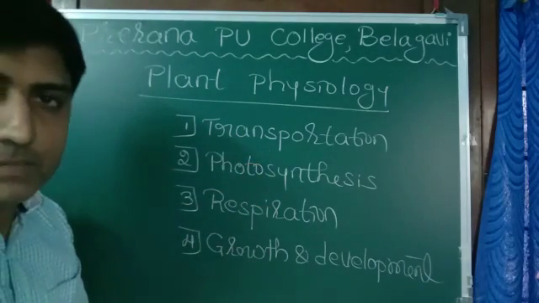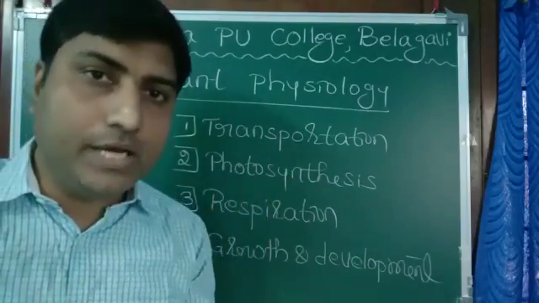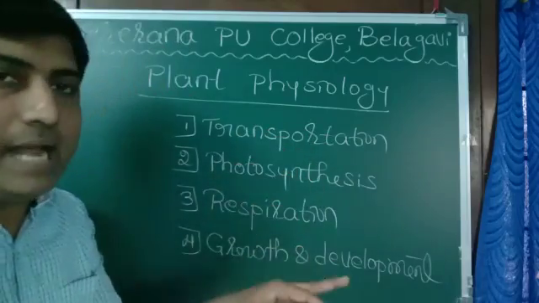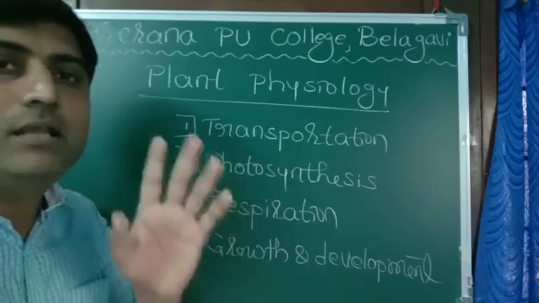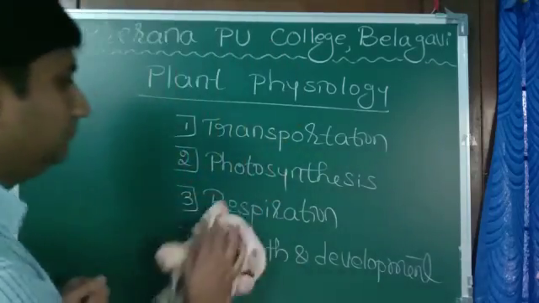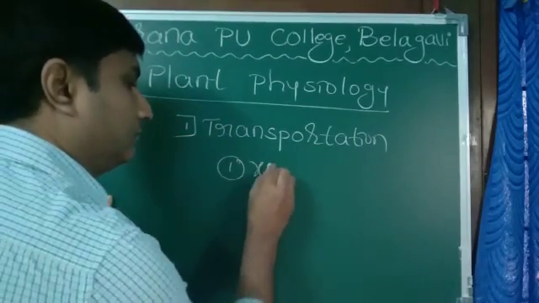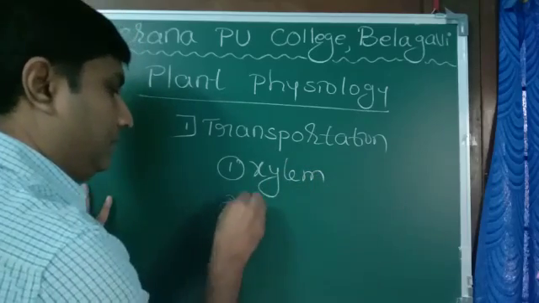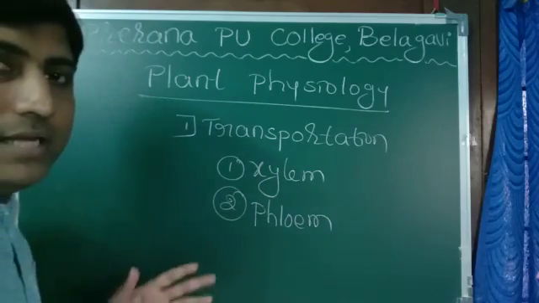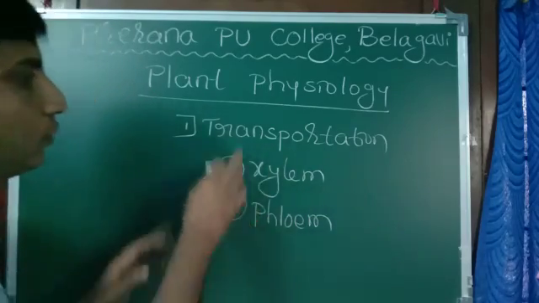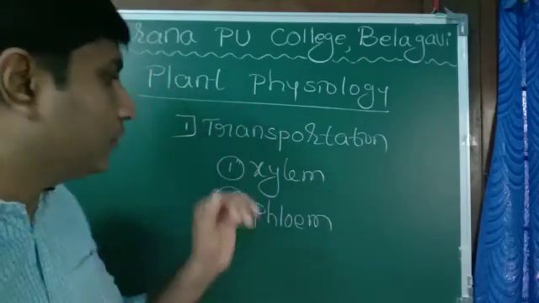First one, transportation. Same like in our case, how we call circulation. In our body, blood circulates. Similarly, in case of plants, transportation of food and water is controlled by xylem and phloem, because plants do not have any kind of blood, heart, etc. These two constitute their transportation or circulatory system, you can call.